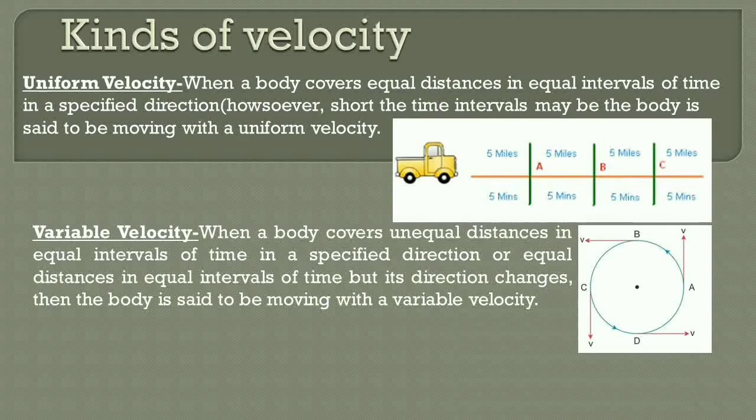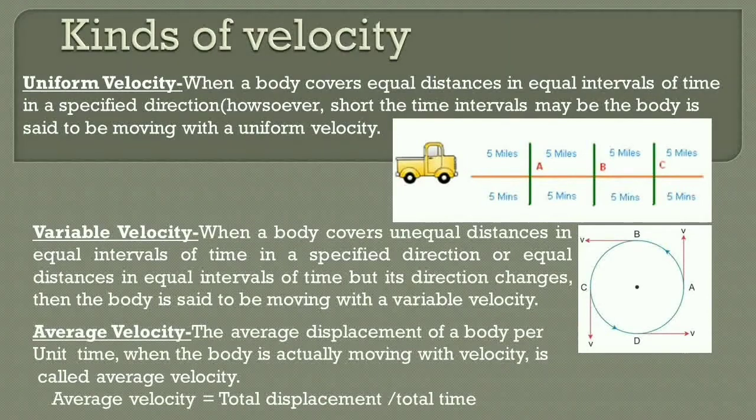Now we will see the average velocity. If the velocity of a body in a particular direction changes continuously at a uniform rate, then the arithmetic mean of the initial and the final velocities, that means the velocity or the speed with which a body starts moving.